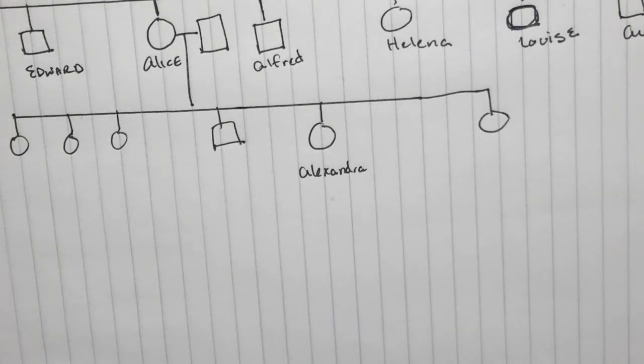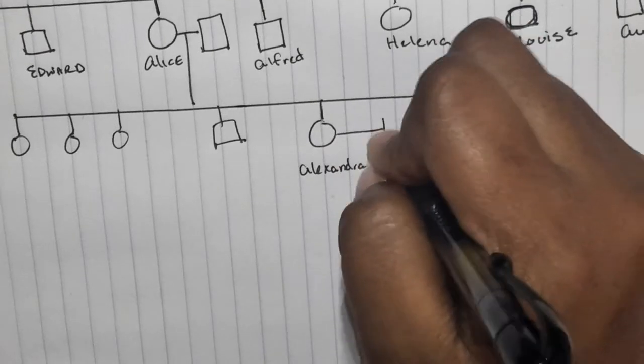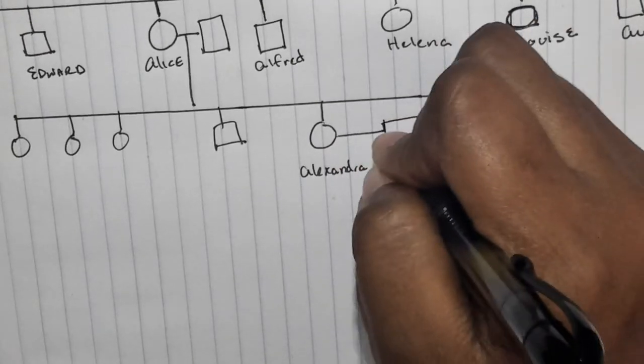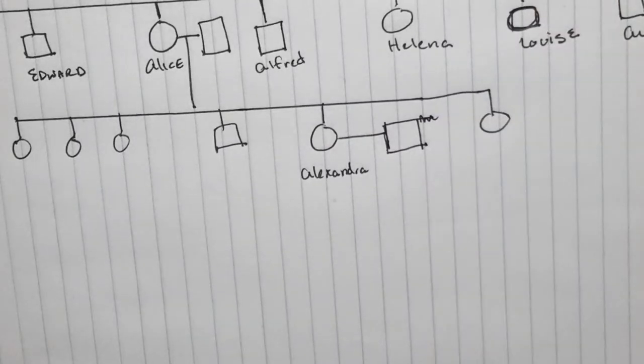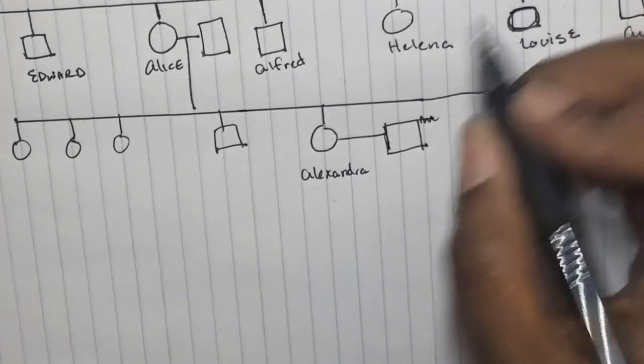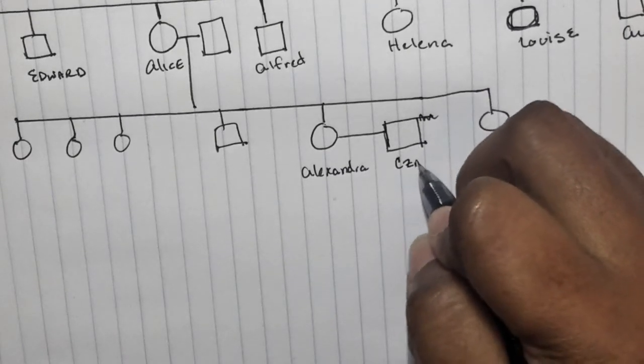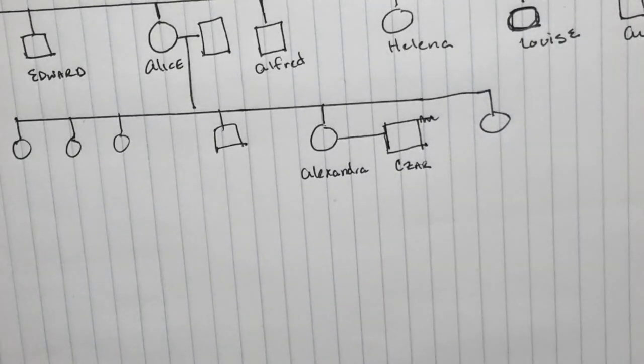Alright, so Alexandra goes to Russia, marries the Tsar. Do you guys know what a Tsar is of Russia? Haven't gotten that far in history yet? I'm not sure why I made that so big. Okay, so the Tsar is like a king. And his name is Nicholas, or Nikolai.